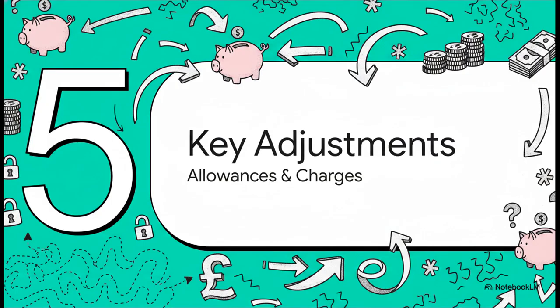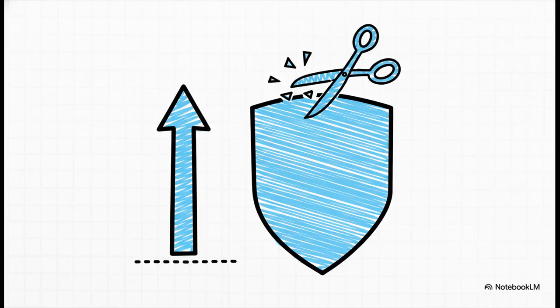But of course, tax is never quite that simple, is it? There are always a few extra allowances and charges, little wrinkles you need to know about that can change your final bill. And here's a big one. That £12,570 personal allowance, it's not set in stone for high earners. If your income goes over £100,000, that tax-free allowance starts to shrink. For every £2 you earn over the limit, you lose £1 of your allowance. It can actually disappear completely.